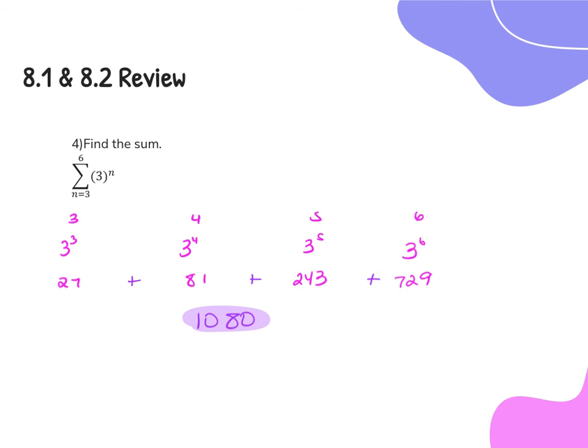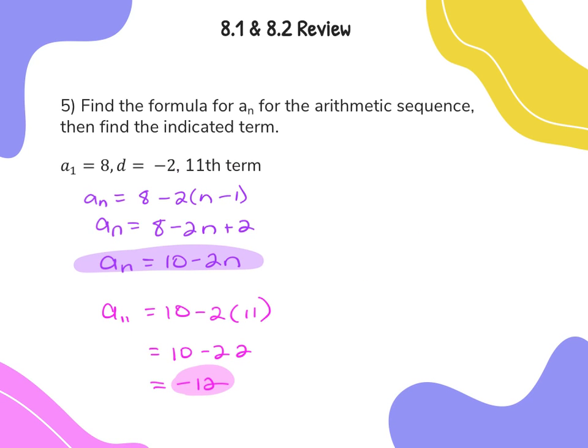So you start at the bottom, I plug in 3, then I plug in 4, then I plug in 5, then I plug in 6, and stop. So start at the bottom, stop at the top. Add them all together, and you get 1080. There were a couple that went too far, and a couple that made silly mistakes when adding, so be careful there.